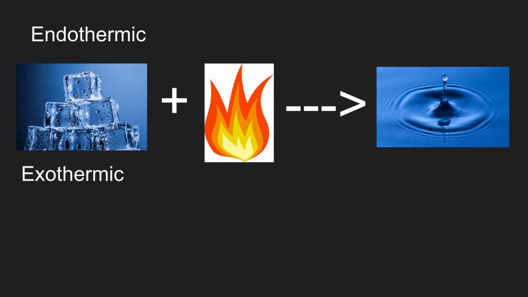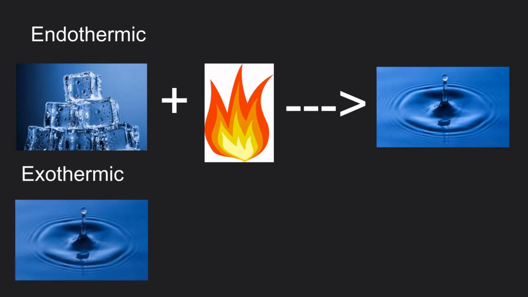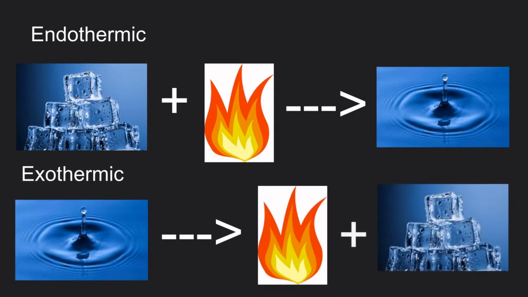An example of an exothermic reaction would be the exact opposite. You take water, then for example you put it in a freezer, and then as a product you get energy, as in heat, and ice, because the heat is released into the atmosphere and then the substance is left with less energy and then becomes from a liquid to solid.